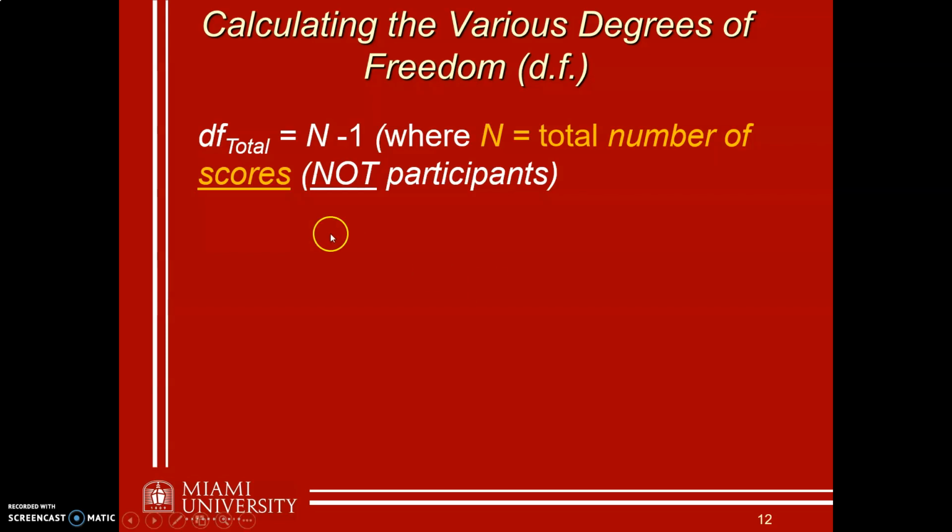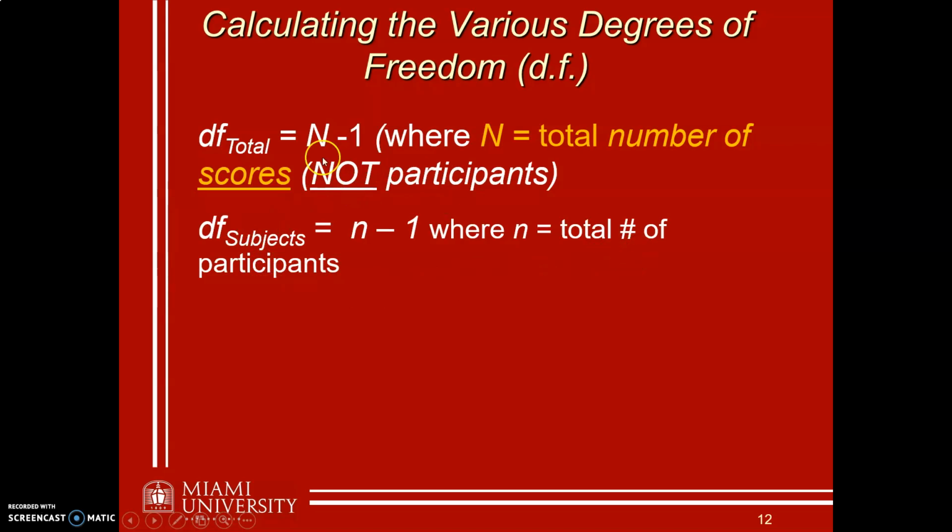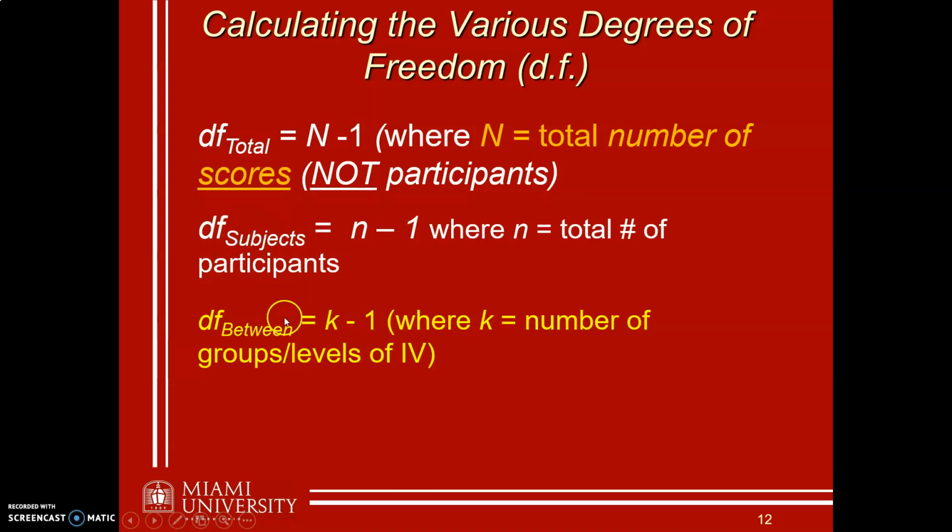So in a between subjects ANOVA, the degrees of freedom is a little bit different than the ones we need for within subjects. We still will be considering overall the total degrees of freedom, which is going to be equal to n minus 1. But here, n is the total number of scores, not participants, because the participants repeat. We will look up our critical value in our table by taking the degrees of freedom for subjects. This is n minus 1. And the degrees of freedom between groups, this is k minus 1.